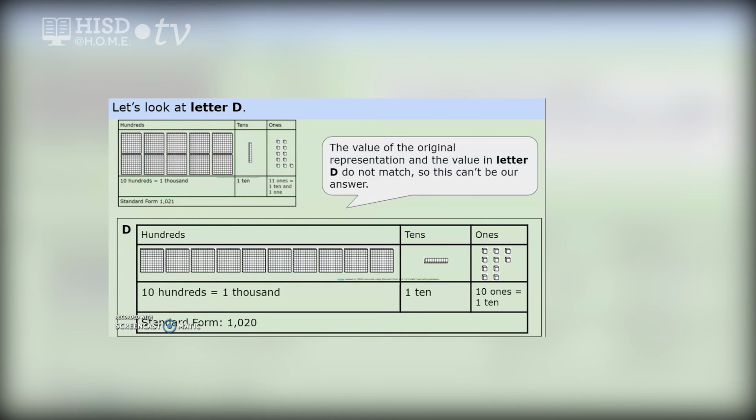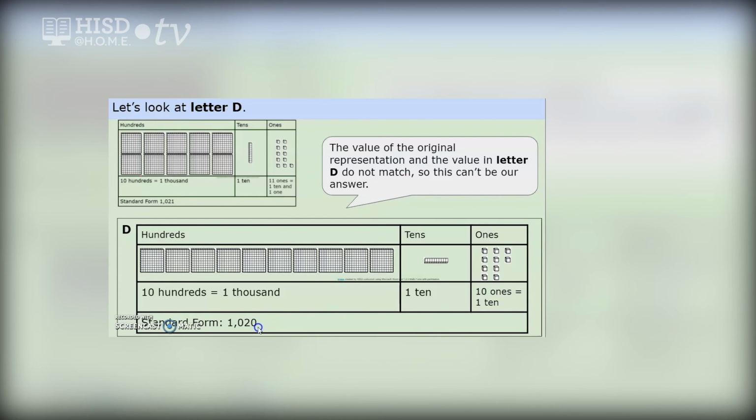Now let's look at letter D. Let's count our hundreds. Let's count our flats. 100, 200, 300, 400, 500, 600, 700, 800, 900, 1,000. 10 hundreds equal 1,000. We have 1 ten, which equals 10. Let's count our ones. 1, 2, 3, 4, 5, 6, 7, 8, 9, 10. Wow, we have 10 ones.